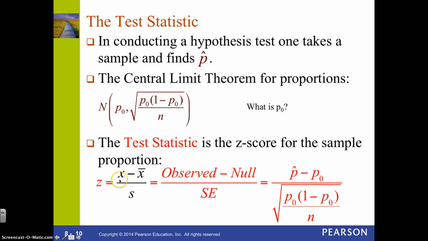Remember, your z-score is x minus your mean divided by your standard deviation. So in this case, it's going to be my sample proportion minus the population proportion, or the value that was in the null hypothesis, divided by the standard error, which uses this formula right here. So make sure you have a calculator handy when you do these problems.